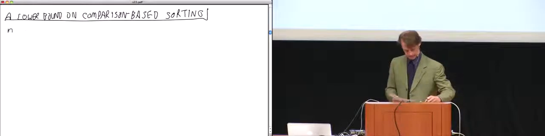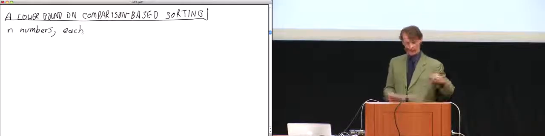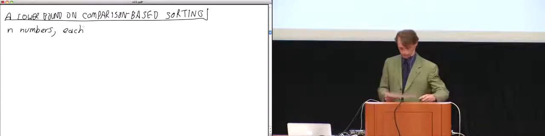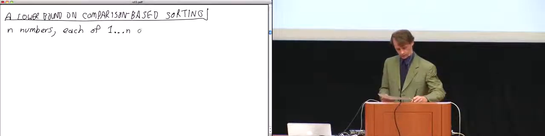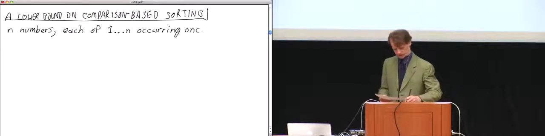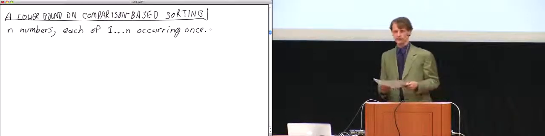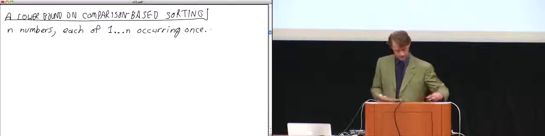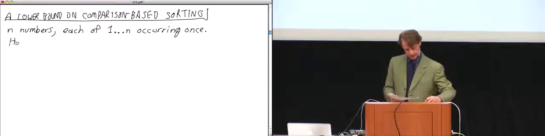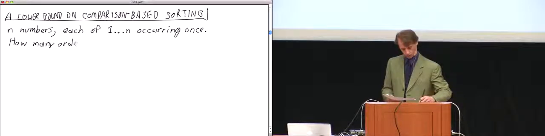So, to get started, I need a little background before we can come to the main topic. If you have n numbers, and each of the numbers 1 through n occurs once, like if it's the numbers 1 to 5, maybe it's 5, 1, 3, 2, 4. The question is, how many different ways are there to order the numbers 1, 2, 3, 4, 5?